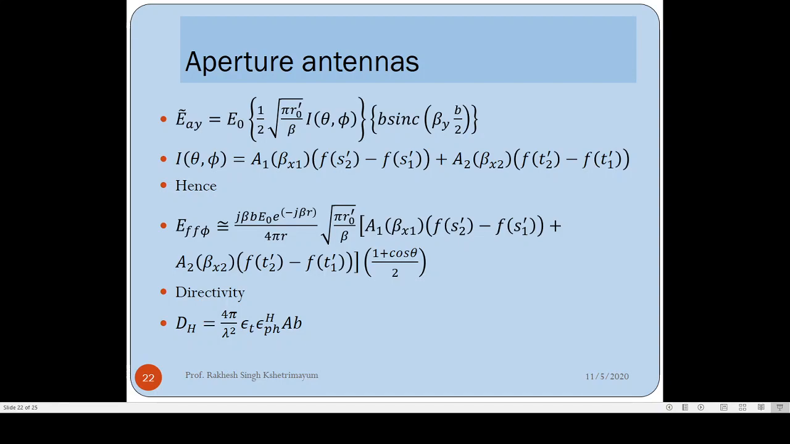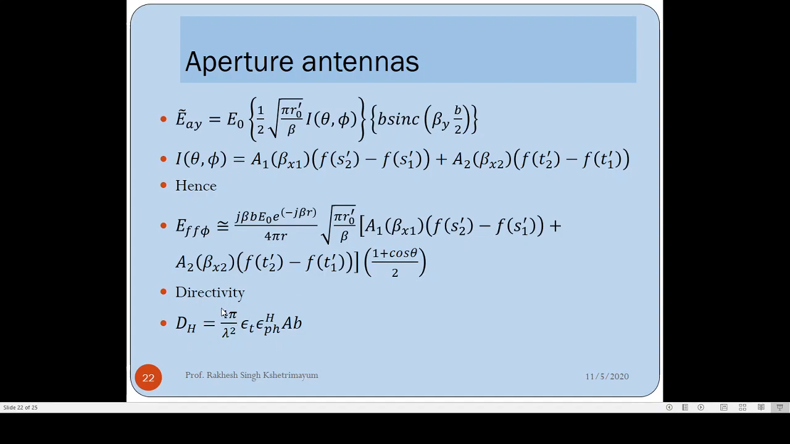Some of you were actually asking about the assignment, so I'll give you an assignment. Some of you wanted to have assignment in this course, so I'll give you an assignment for plotting this E plane and H plane radiation pattern of the horn antennas.